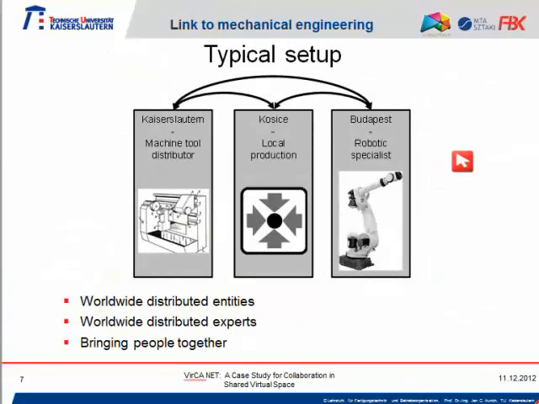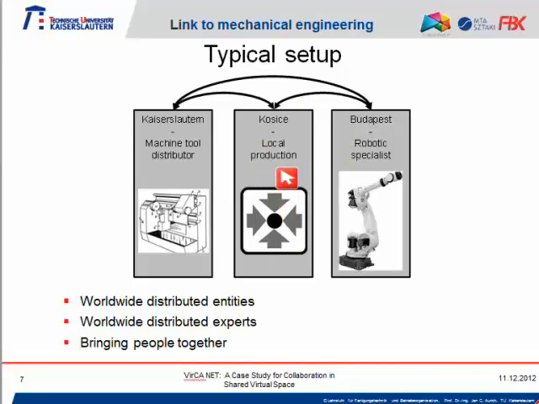To give you a short idea of what a typical setup can be, this is the typical setup we had at the conference last week. We have some local production, which is placed in Košice. This was initially the location of the conference itself. We have here in Kaiserslautern, for instance, a machine tool distributor, and in Budapest some robotics specialists. Each of them is distributed all over the globe, but they have to work together because every location has its own special experts and its own special expertise.